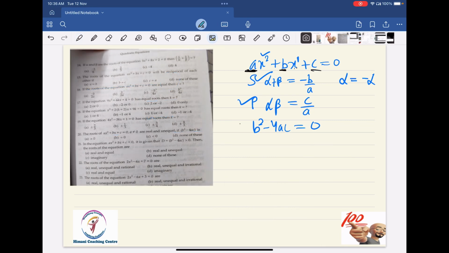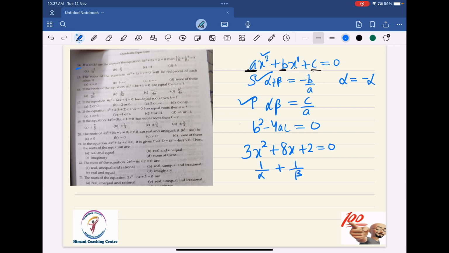If we look at the next question now, it says if alpha and beta are the roots of the equation 3x square plus 8x plus 2 equals 0. We are given that alpha and beta are the roots of this, and we are supposed to find 1 by alpha plus 1 by beta. And we are given options.